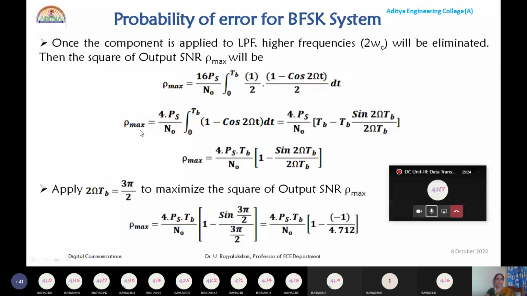Now this rho max, please simplify this expression. Here in the denominator you have 4, 2 into 2, 4, and in the numerator you have 16. So you will get 4 in the numerator. So 4 PS by N naught, integral 0 to TB, 1 minus cos 2 delta omega T dt, you will get.